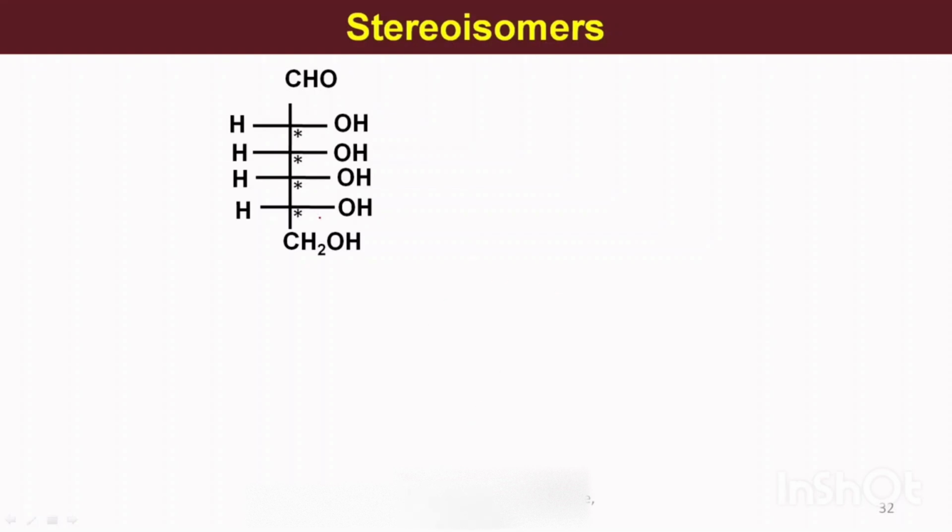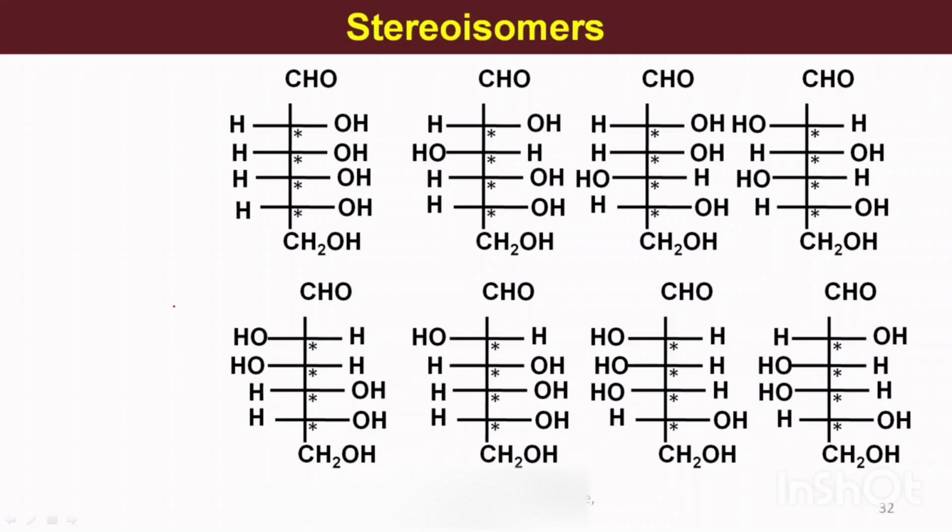So think of writing down the possible stereoisomers of monosaccharides with the molecular formula C6H12O6. There are 4 chiral centers, so you can expect 16 isomers for this. This will be quite useful to understand the concept of enantiomers, diastereomers, anomers and epimers.